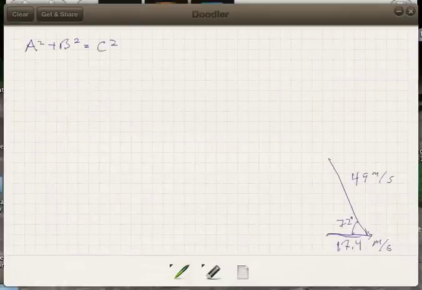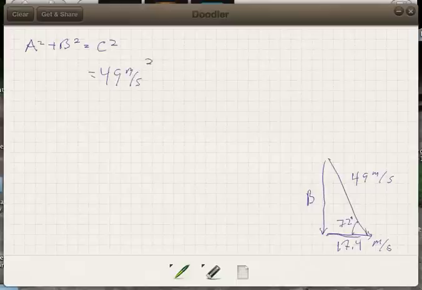Using Pythagorean's theorem, a squared plus b squared equals c squared. All right, so this is the one we're looking for. Let's call this b. And the hypotenuse is 49 meters per second. So we have 49 meters per second squared is equal to 17.4 meters per second squared plus b squared. Okay, let's drop the units.